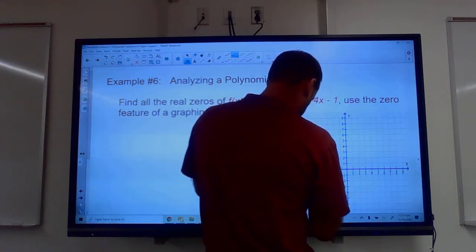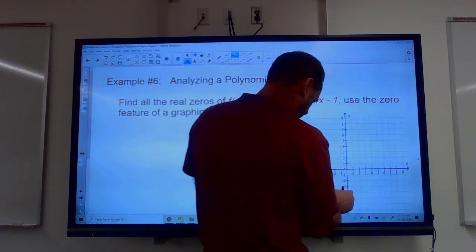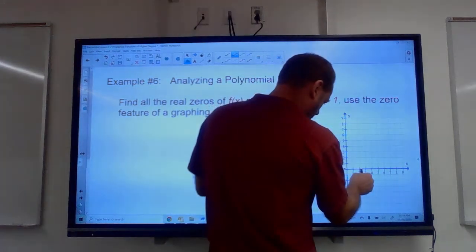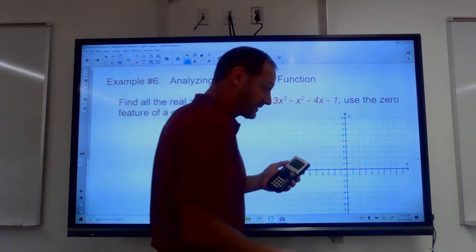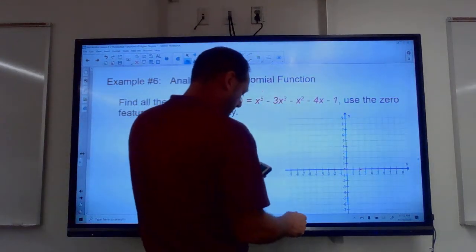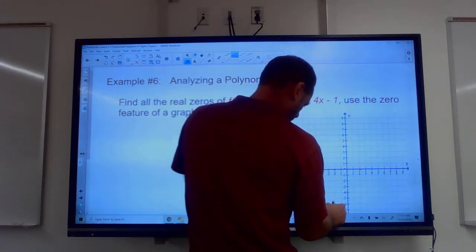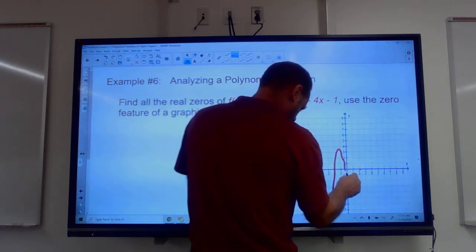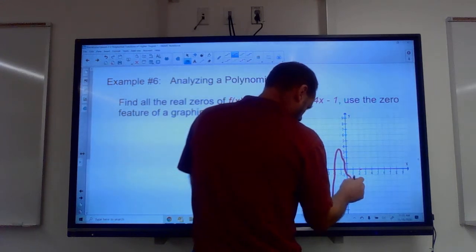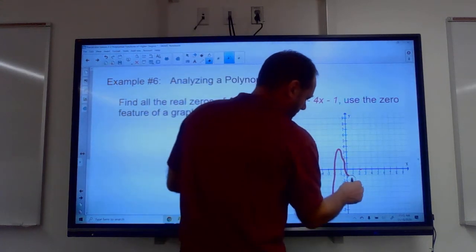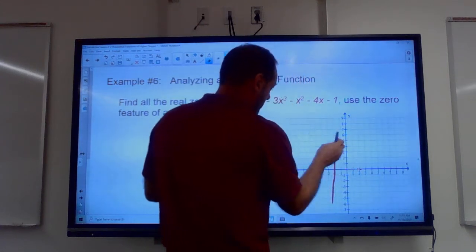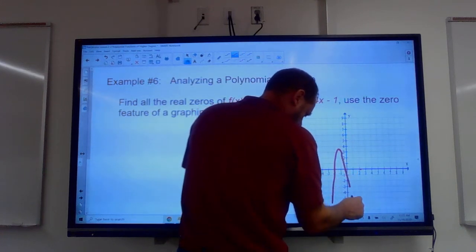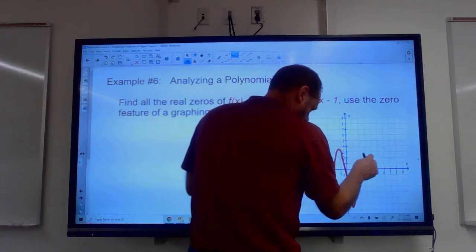It looks like it crosses at 2. It looks like it crosses somewhere at negative 2. Looks like it crosses somewhere between negative 1 and 0. It looks like it crosses just past 2 here. And I know it's an x to the 5th, so it's going to go like this. It's got this weird little wobble right here. Oh, that's terrible. Here, let's just redo that. It's going to go way down here, and it's going to come up. It's going to look like that.